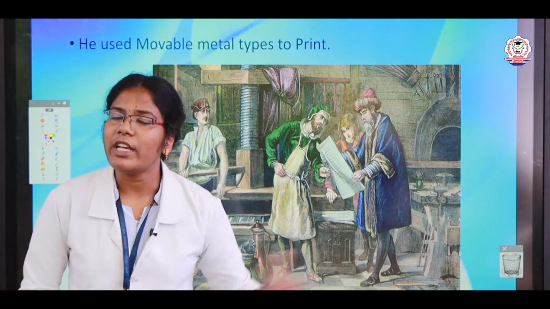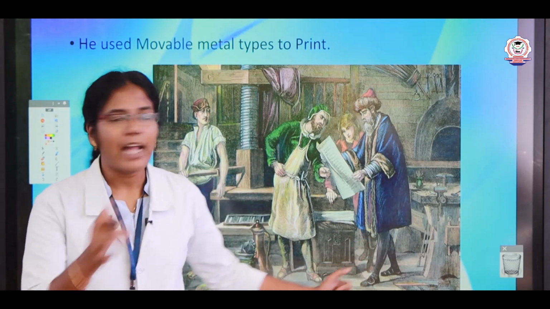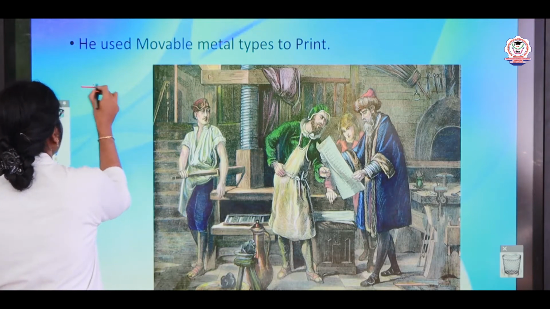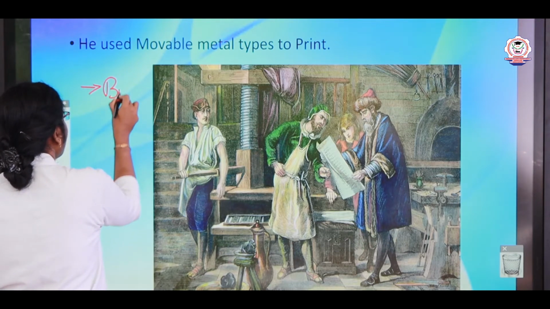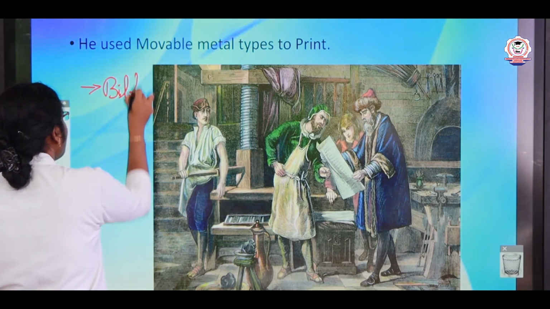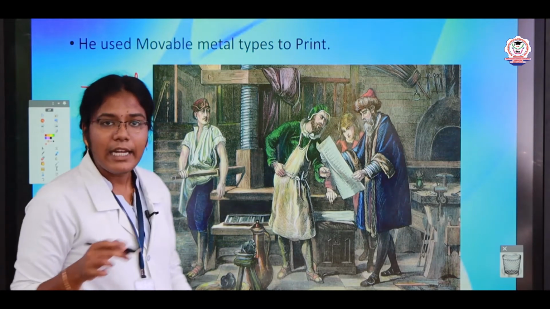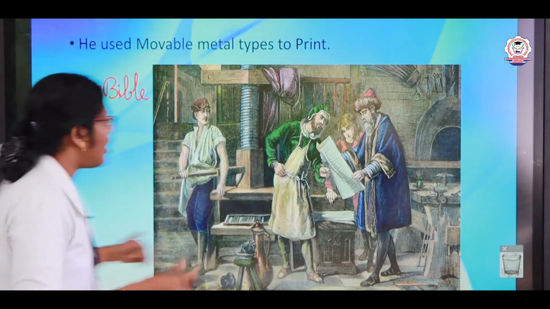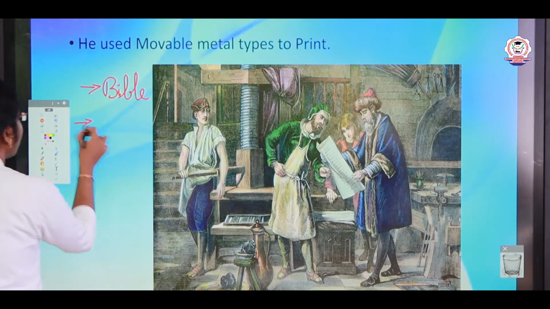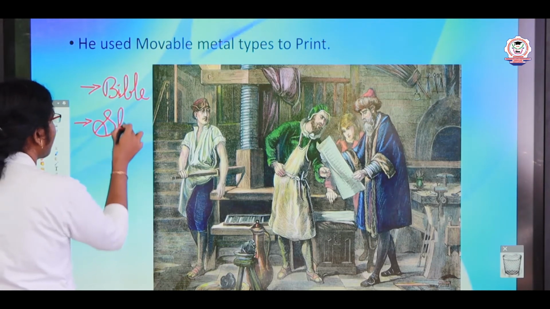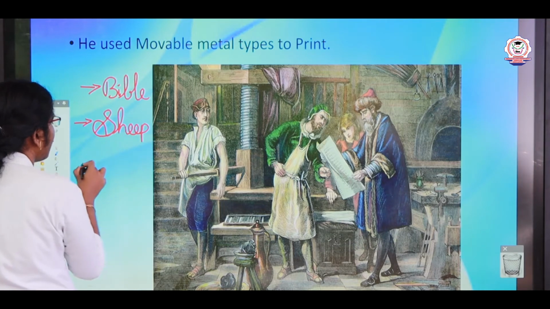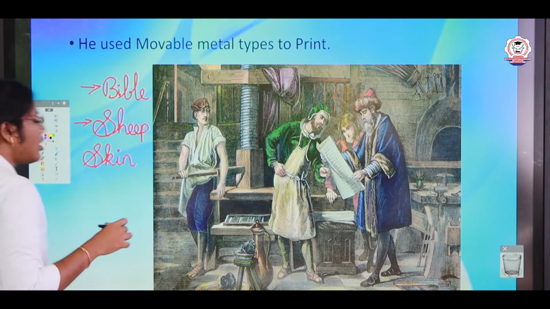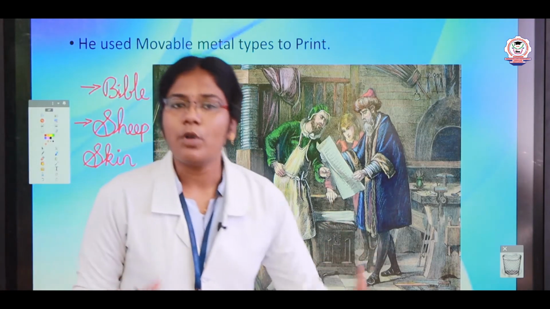Do you know which book was printed first? Yes, I will tell you. The first book printed by him was the Bible. Do you know which material he used? He did not use paper, children. Instead of paper, he used sheepskin. The Bible was printed on sheepskin.